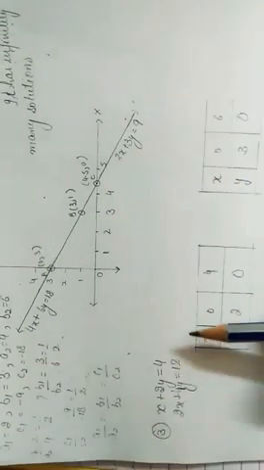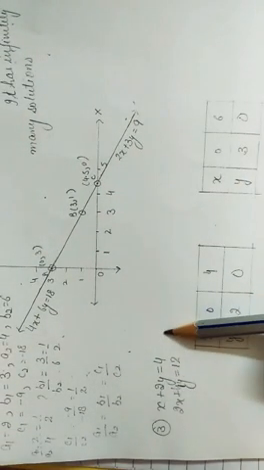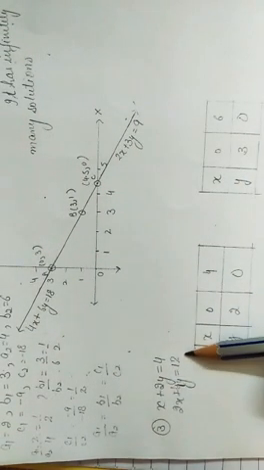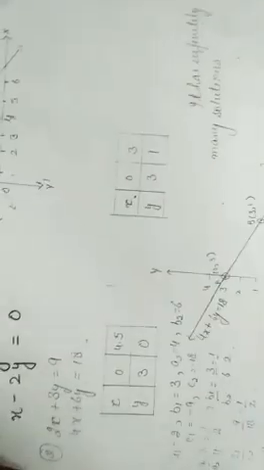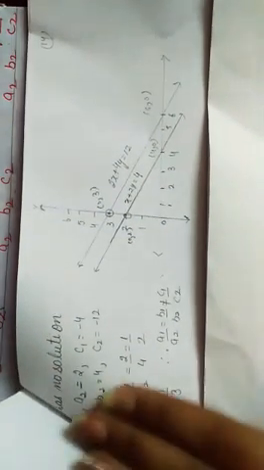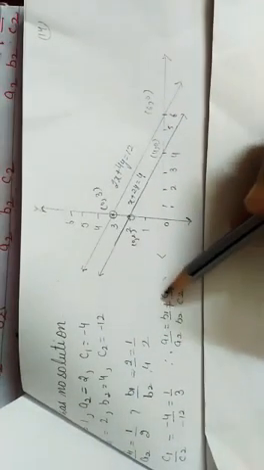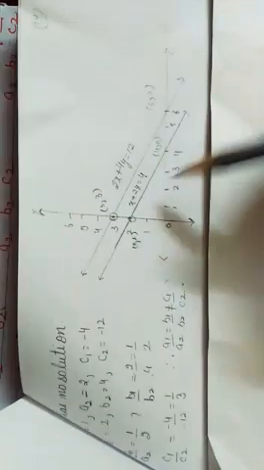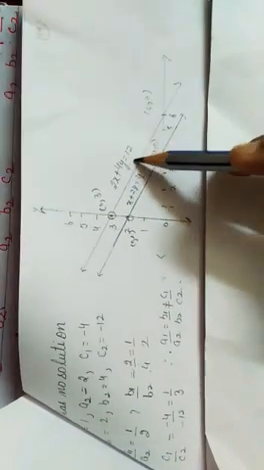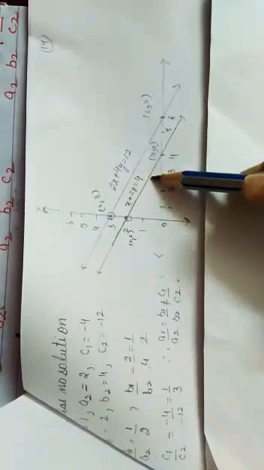Next is the third example: x plus 2y equals 4 and 2x plus 4y equals 12. When we draw the graph, we can see that a1 upon a2 equals b1 upon b2, but c1 upon c2 is not equal. So the lines are in parallel form and these have no solution.